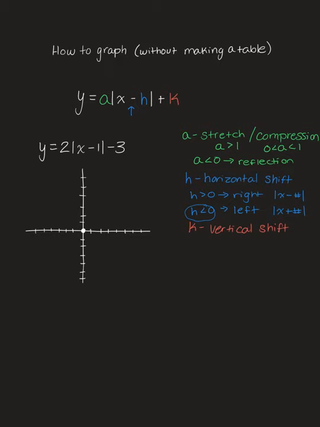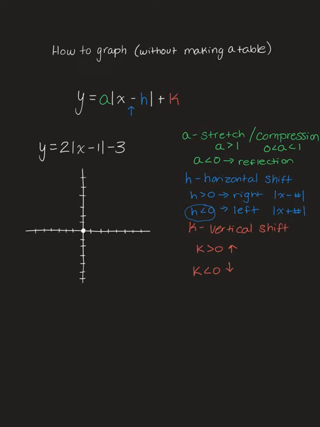Okay? The k value, that's your vertical shift. Okay? This one's really easy: if k is positive, you go up. If k is negative, you go down. All right? So the way that you can graph these absolute values without having to make a table is knowing what transformations are happening. Okay? So let's take this example here. y equals 2 times the absolute value of x minus 1, minus 3.